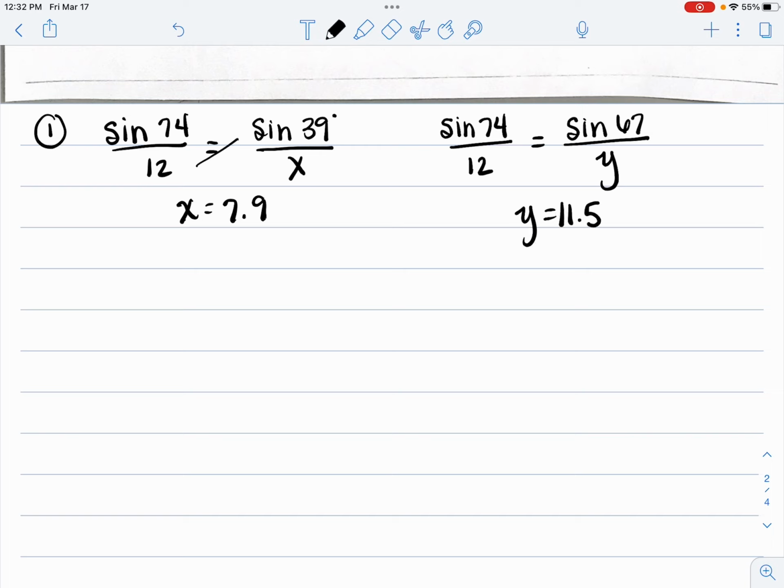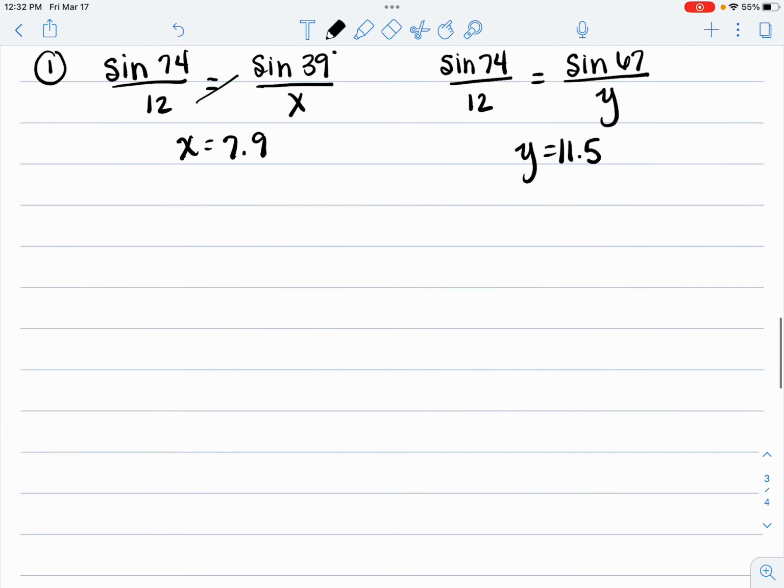Again, we did that one in class, not a big deal. And number 2 is very similar to that. Pretty much the same problem. If you look at number 2, they just changed the numbers, right?